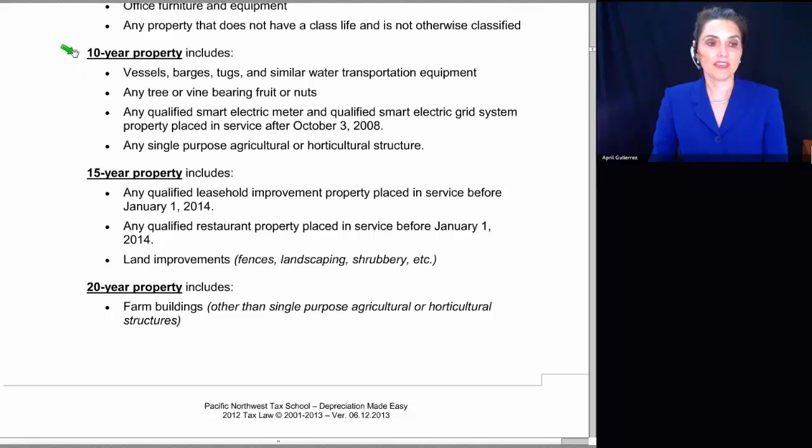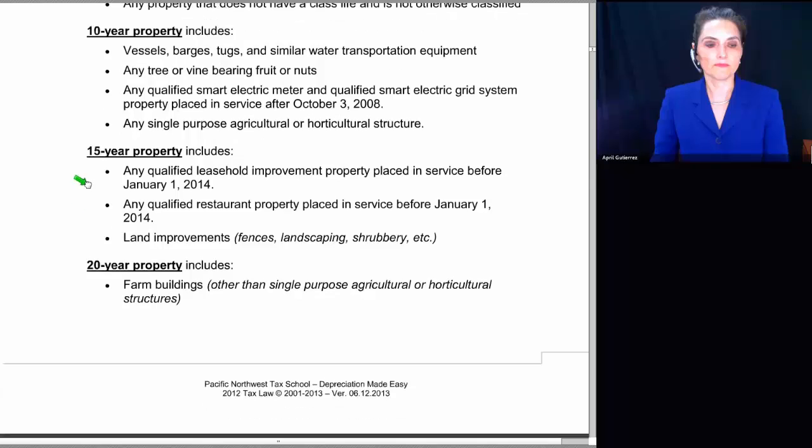10-year property includes vessels, barges, tugs, and similar water transportation equipment, any tree or vine bearing fruits or nuts, any qualified smart electric meter and qualified smart electric grid system placed in service after October 3, 2008, and any single-purpose agricultural or horticultural structure.